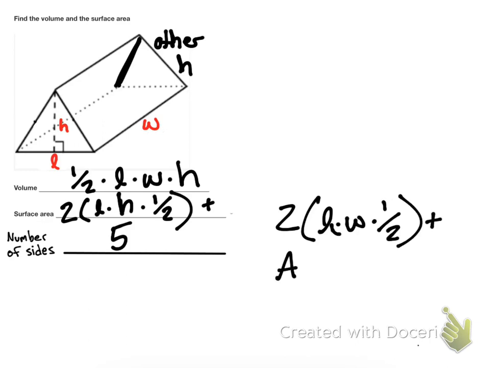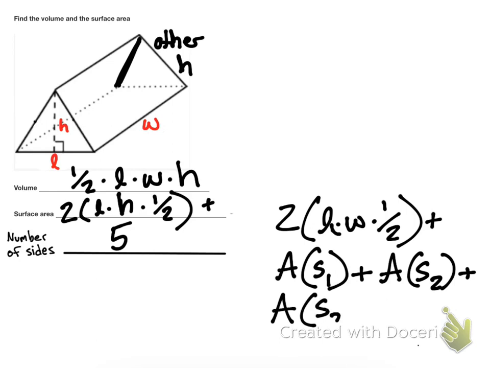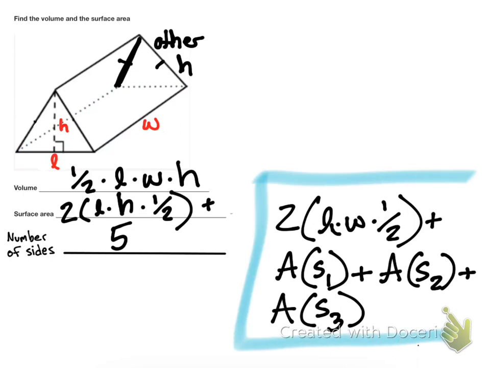Then we're going to be adding, and this is important, area of side 1 plus area of side 2 plus area of side 3. We don't necessarily know, because if they're equilateral triangles, which most of the time they will be, it's going to be the exact same thing. But it's area of this side, plus area of that side, and then lastly, I add area of that side. So this would be my formula for how I would find surface area.